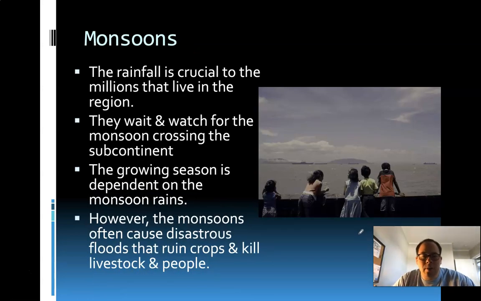The rainfall is crucial to the millions that live in the region. When we look at all those rivers, they have a lot of rivers, and a lot of the water is able to flow off. If you remember, there are mountain ranges, and we've talked about that. On the other side of those mountains, there's desert, but all of this area is rain. It has plentiful water.